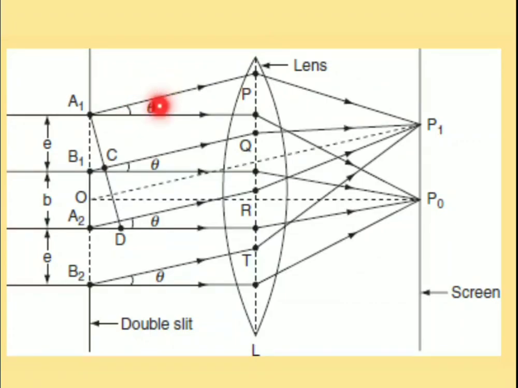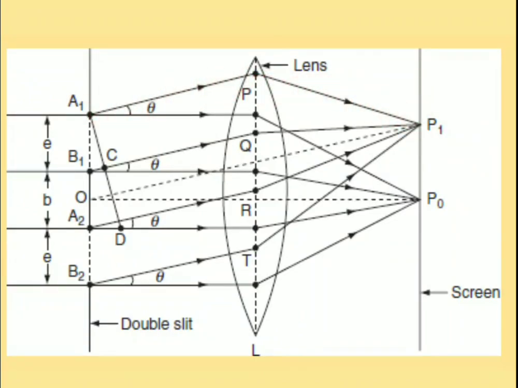by some angle of diffraction, which is represented by an angle theta. These bending rays meet at a point P1 on the screen. Now what is the position of P1 on the screen? Whether it is a maximum intensity or minimum intensity will be found with the help of the intensity distribution curve.